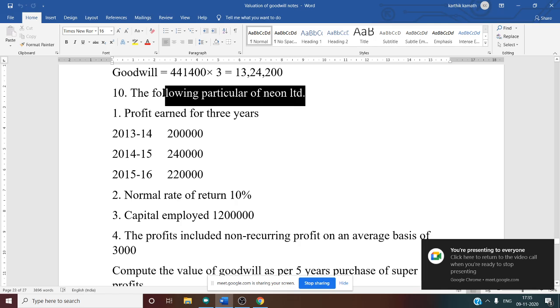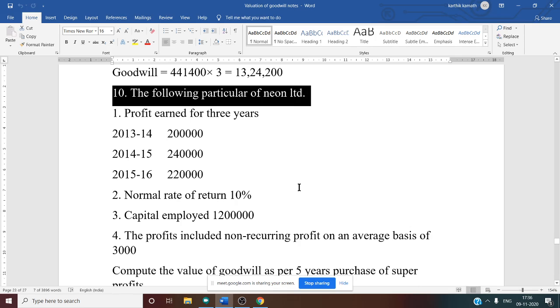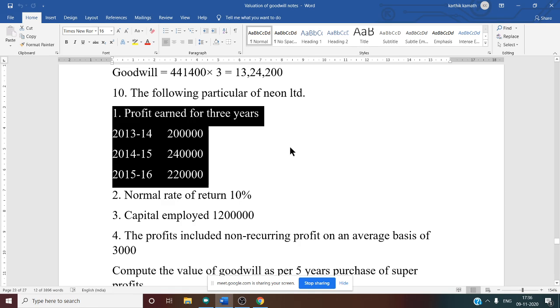Problem number 10. The following particulars of Neon Limited. Now this type of problem is for 6 marks. Profit earned for 3 years is given: 2013-14, 2 lakh; 2014-15, 2 lakh 40,000; 2015-16, 2 lakh 20,000.